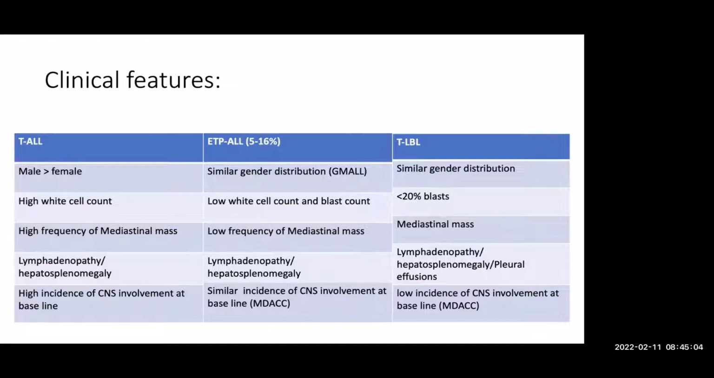Apart from this, lymphoblastic lymphomas can have pleural and pericardial effusions, and T-ALL and ETP-ALL have a similar incidence of CNS involvement, approximately 9%. In contrast, T lymphoblastic lymphomas have a low incidence of CNS involvement at presentation.